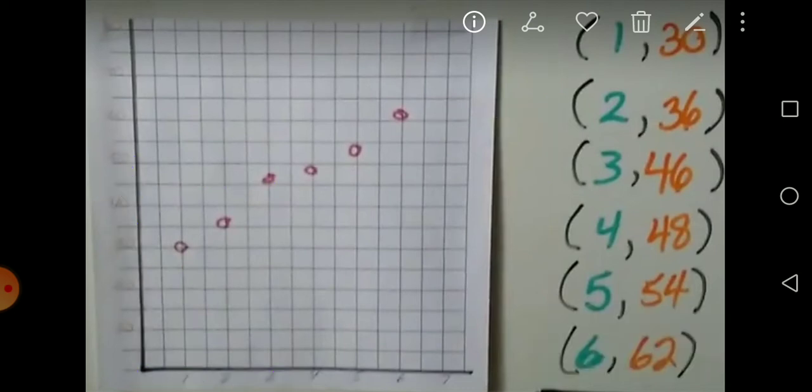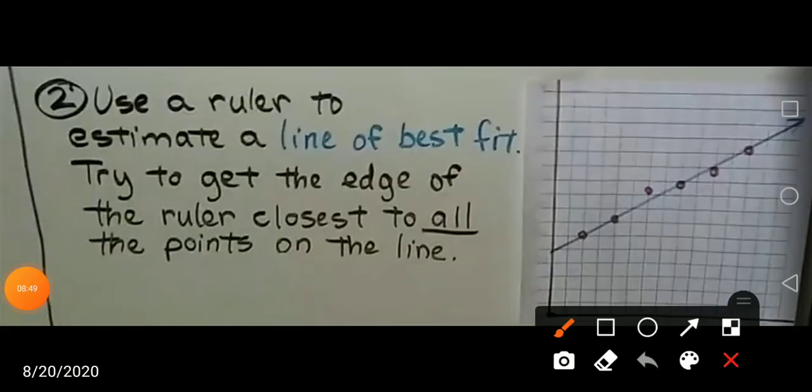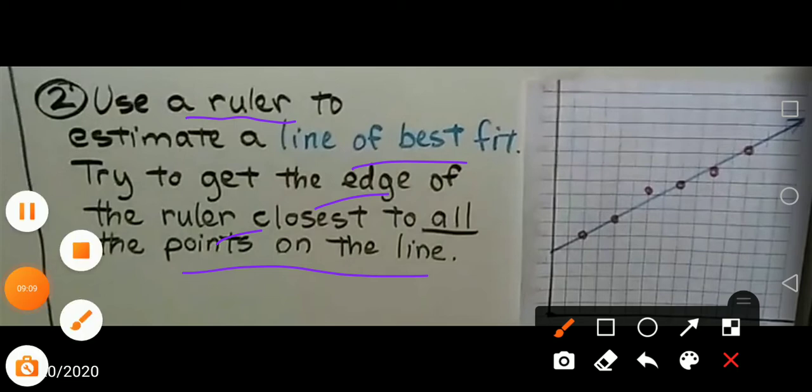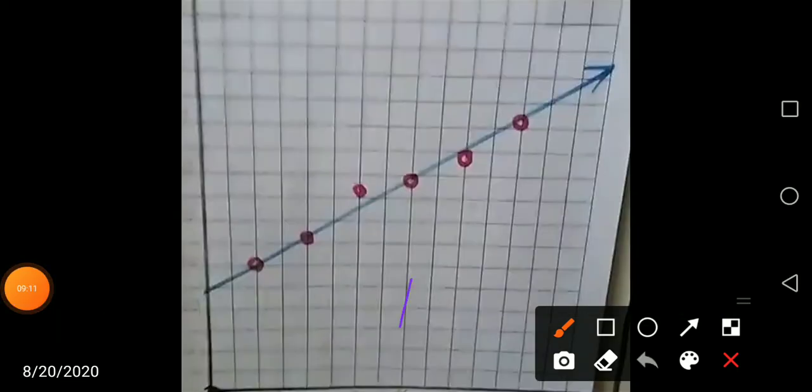Then, okay, so we use a ruler to estimate the line of best fit. Try to get the edge of the ruler closest to all the points of the line. Okay, I use my ruler here to estimate the line of best fit on the dots, as you see, to the closest points of the line. So when you look closer at the graph, you find that almost all the points are on the line, except this one, it's beside it.